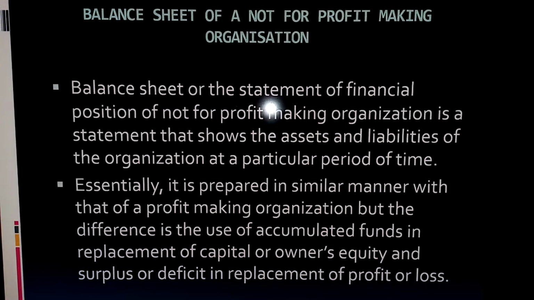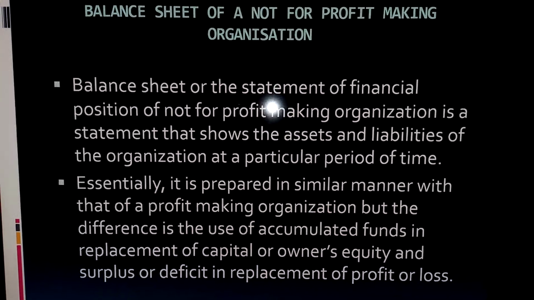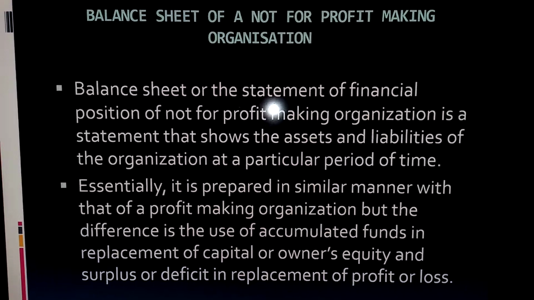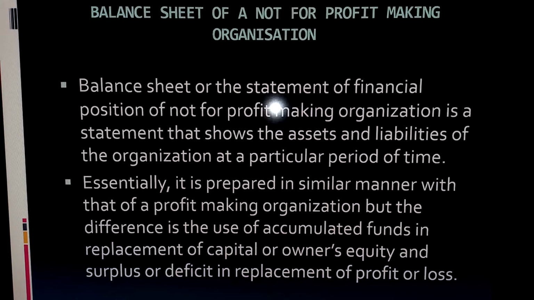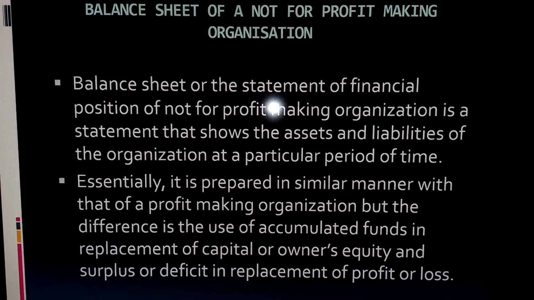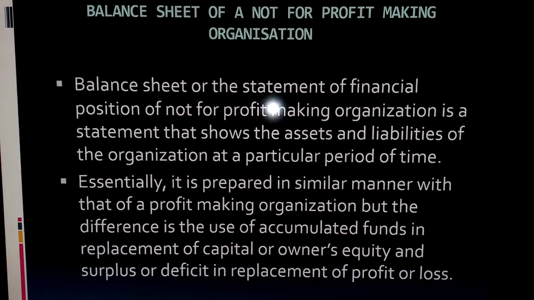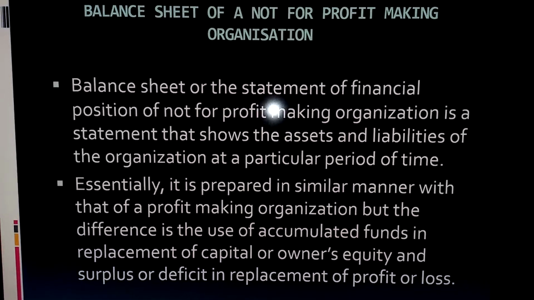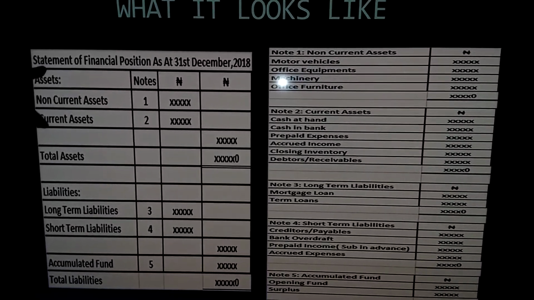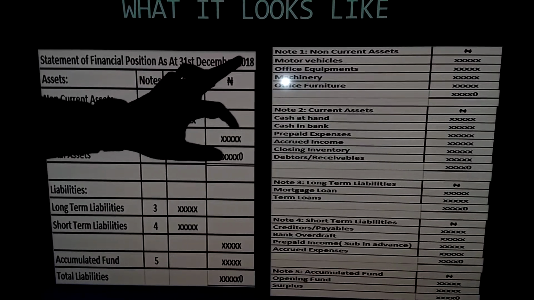So basically, the balance sheet of a not-for-profit making organization is still a statement of financial position. It is showing the assets of the organization and the liabilities of the organization at a particular period of time. So we prepare it the same way we prepare for a regular organization, but we have to take note of the terminologies. We don't use capital, we use accumulated fund. We don't use profit, we use surplus. We don't use loss, we use deficit. Now here's my point.